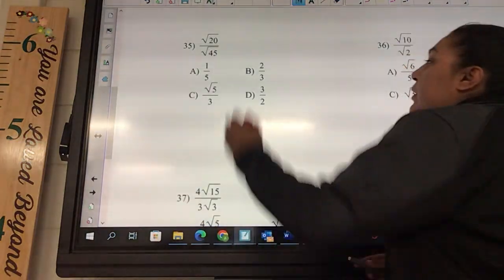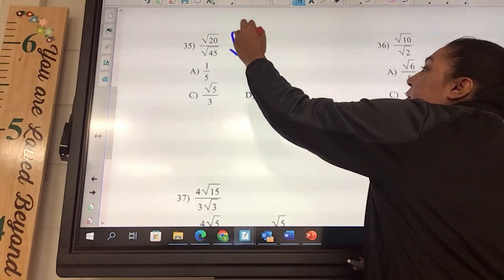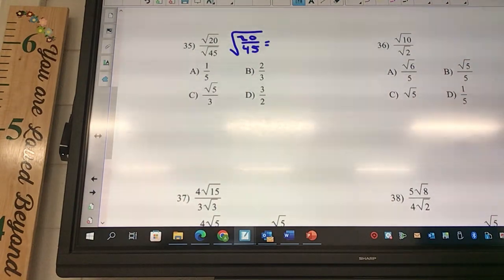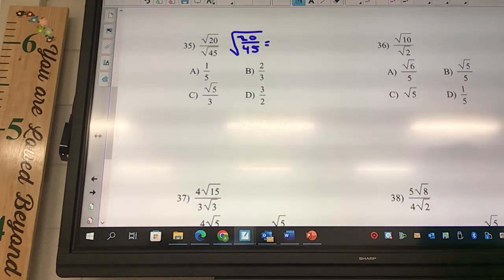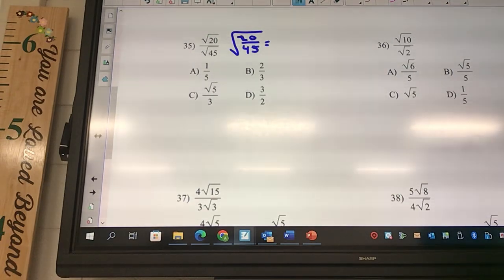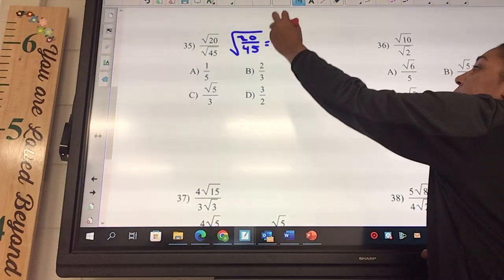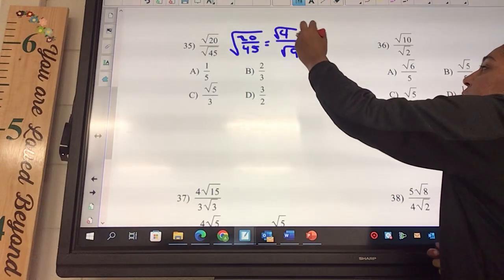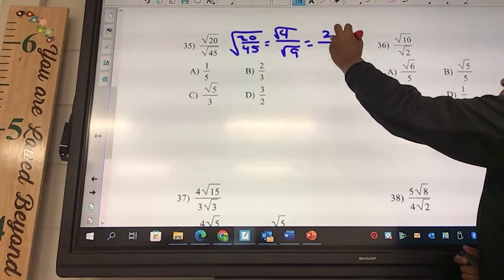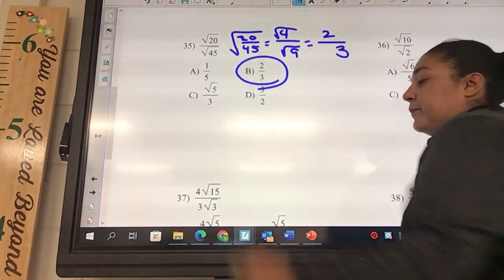Okay, 35, for division, we're gonna put them underneath. What is 20 divided by 45? You get to type in 20 divided by 45. 4/9. Okay, so it's gonna look like this. Square root of 4 over square root of 9. What's the square root of 4? 2. A square root of 9? 3. So it's gonna be B.